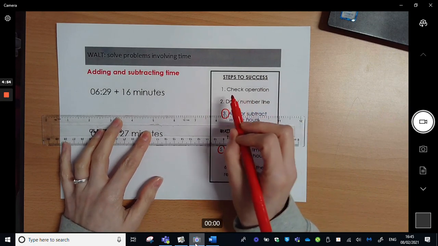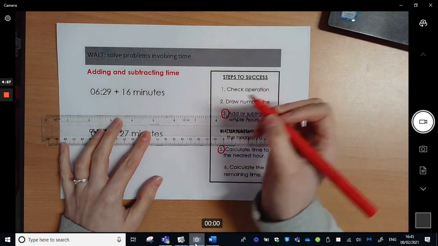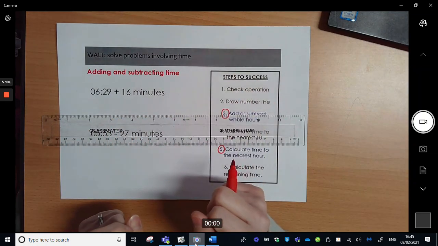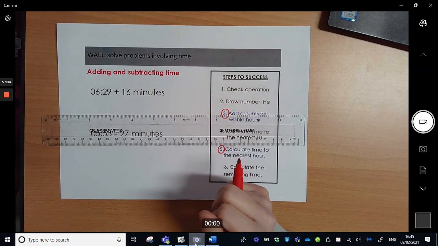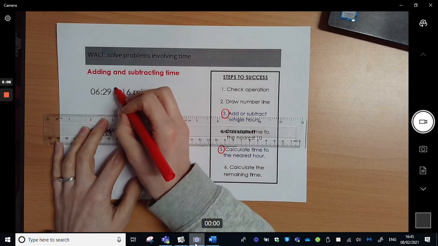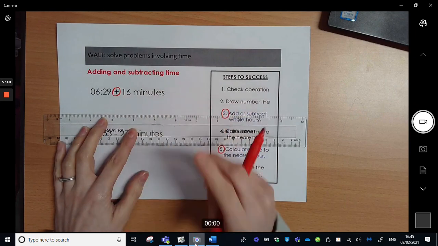So the first thing I'm going to do is check the operation, because I need to know whether I'm adding or subtracting, because obviously that's going a different way on my clock, okay? The time's going to be an hour before maybe, or an hour later. So I need to make sure I'm nice and clear what I'm doing there. So this one is add. So I'm adding time on.